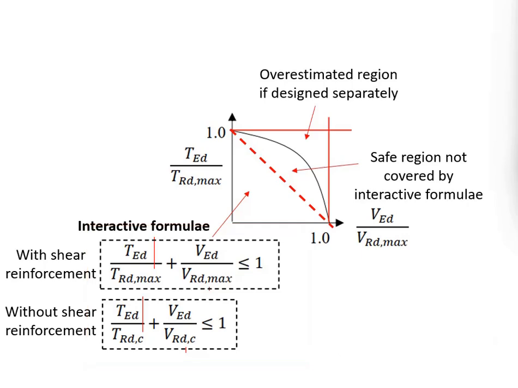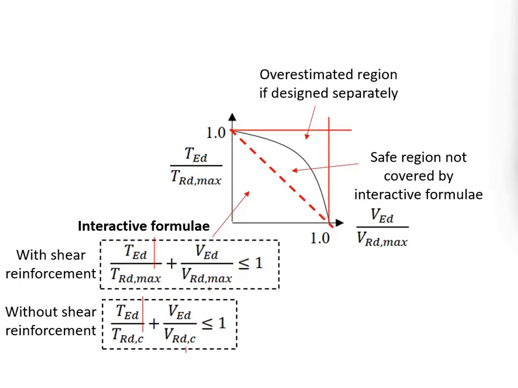Also, we mentioned that we cannot design the torsional resistance and the shear resistance separately, assuming that they will perform as predicted under the combined state of the torsion and the shear. The reason is that if you design the torsional resistance separately and the shear resistance separately, then this will lead you to an unsafe region here. You might overestimate the capacity of the member and it falls within the unsafe region here.